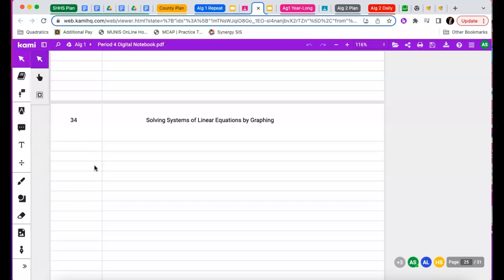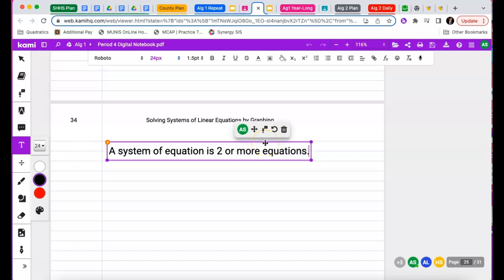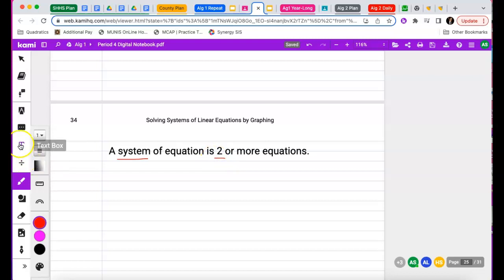So there's a fill in the blank. A system of equations is two or more equations. So the blanks that you are filling in is a system of equations is two or more equations. That's the definition of a system of linear equations.